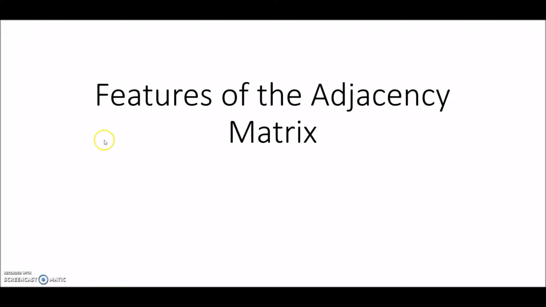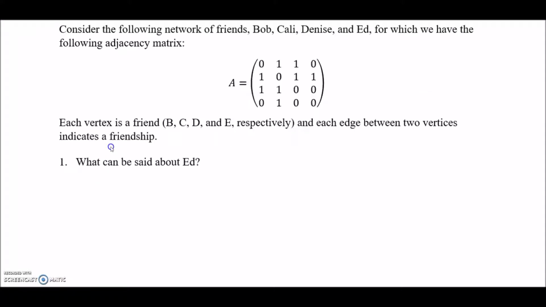In this video, we're going to talk a little bit about the features of the adjacency matrix. So consider the following network of friends, Bob, Callie, Denise, and Ed, for which we have the following adjacency matrix. Row 1 represents Bob, then Callie, then Denise, and then Ed. And column 1 represents Bob, and then Callie, and then Denise, and then Ed.